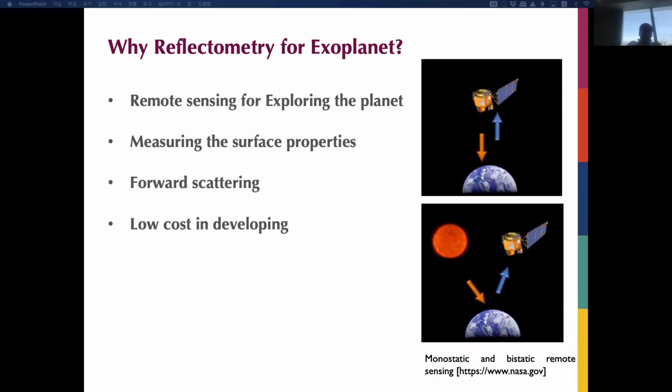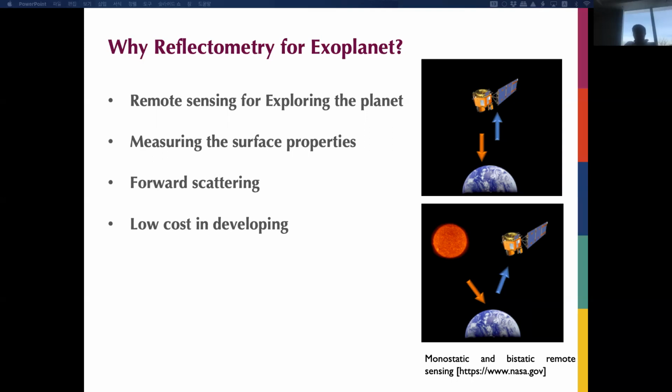Then why do we need the GNSS reflectometer for exoplanets? My answer is that GNSS reflectometry is also one method of remote sensing. If we find some other planet in the universe, we have to measure or explore it before entering the planet. We already have other methods for remote sensing.